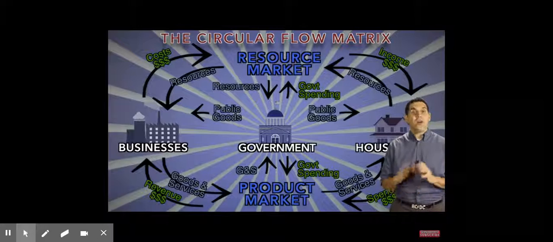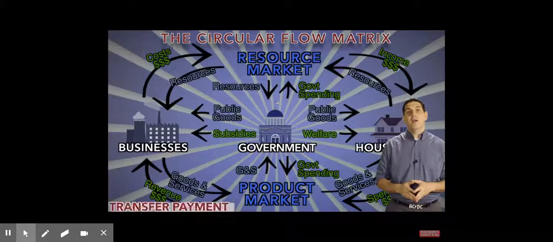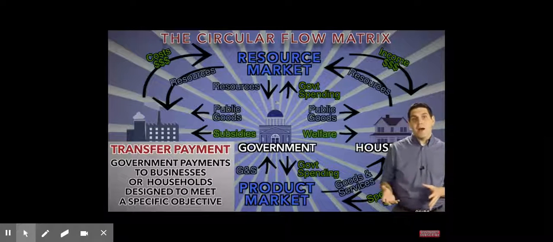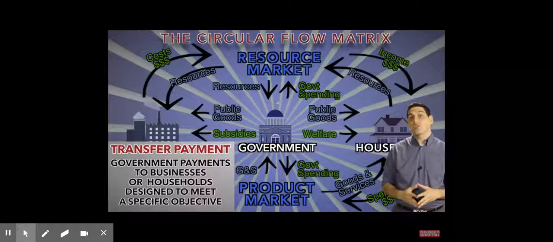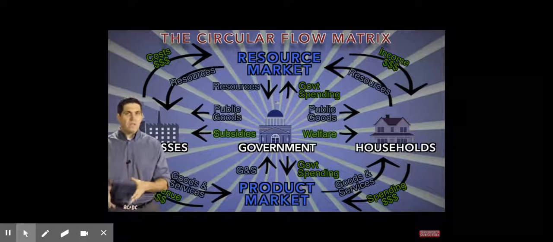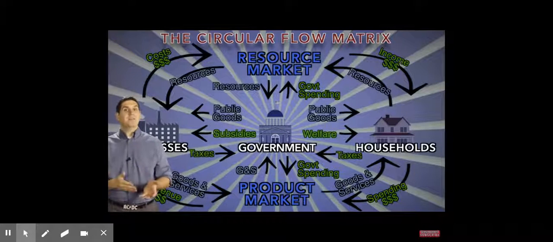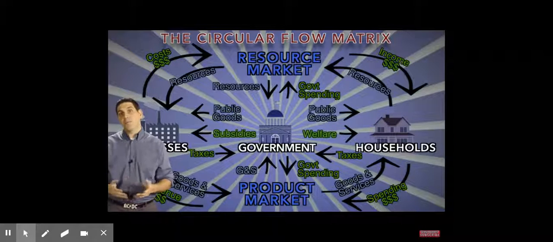The government also pays money to businesses called subsidies or households called welfare. Economists call those transfer payments. There are situations when the government's giving out money, but not for goods and services. It's to meet some other objective, like to alleviate poverty or get companies to produce more fuel-efficient cars. But how does the government afford to provide public goods and welfare and subsidies? Well, they tax businesses and households. Income taxes and sales taxes fund government projects and programs.